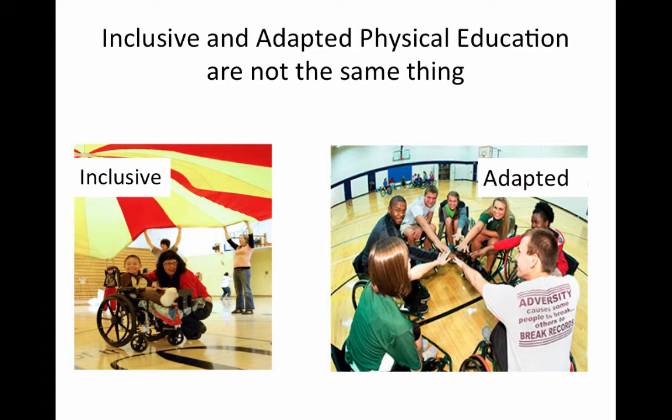So this would be an example of an adapted setting where everything has to be adapted for the students in the class. In an adapted setting, student numbers are typically much lower because the disabilities tend to be more severe and require more attention, versus inclusive settings where there may be one teacher to 30 or more students.